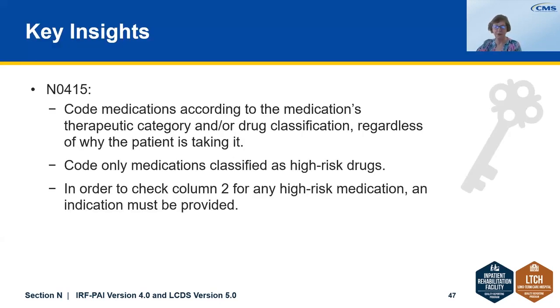To close, here are just a few key insights when coding N0415. You remember to code medications according to the medication's therapeutic category and or drug classification, regardless of why the patient is taking it. And you would only code medications classified as high-risk drugs. In order to check column 2 for any high-risk medication, an indication must be provided.